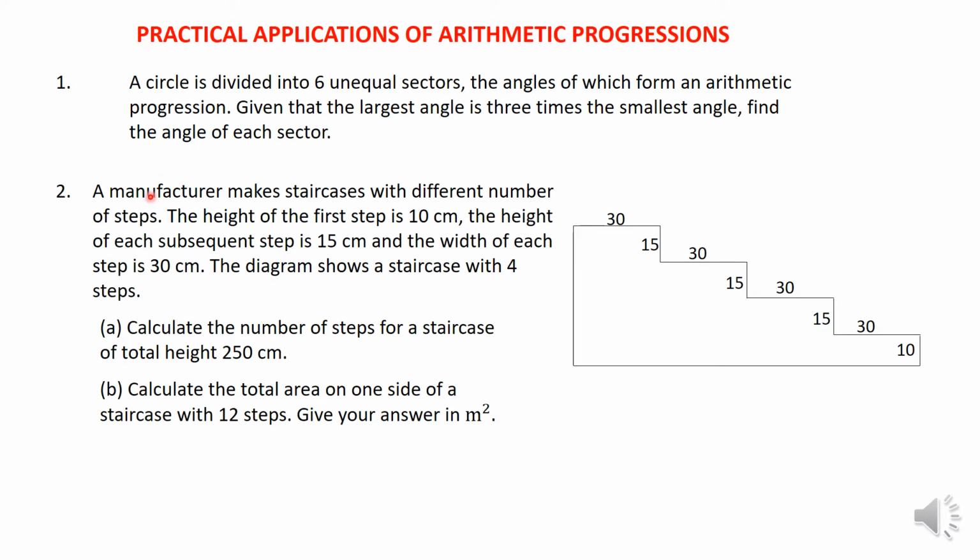Then the second question: a manufacturer makes staircases with different numbers of steps. The height of the first step is 10 centimeters, as you can see in the diagram here. The height of each subsequent step is 15 centimeters, and the width of each step is 30 centimeters. So this diagram shows a staircase with 4 steps.